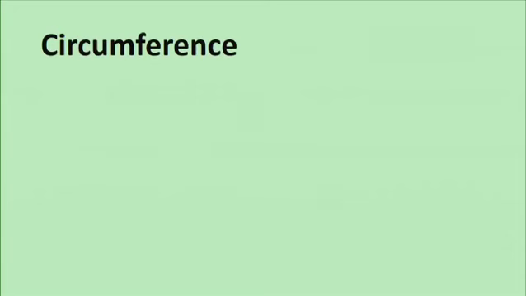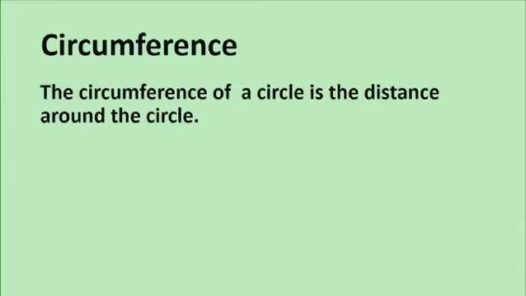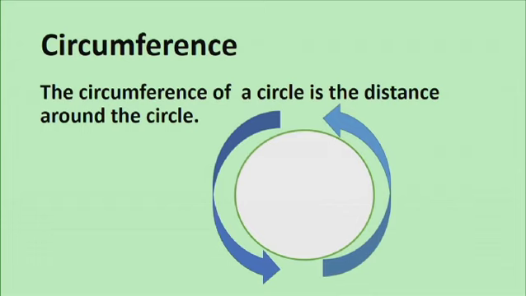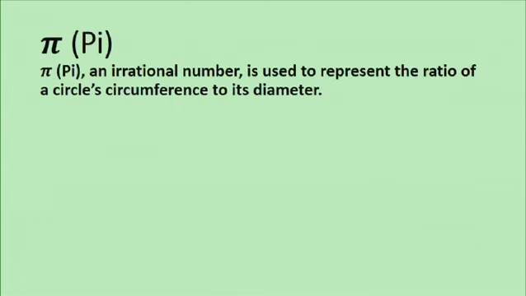Now, let's move on to the circumference of a circle. The circumference of a circle is the distance around the circle. This is the circumference. Pi, an irrational number, is used to represent the ratio of a circle's circumference to its diameter. Circumference divided by diameter is equal to pi.